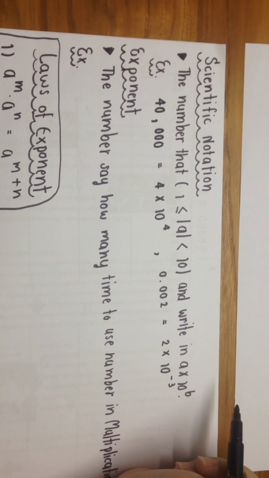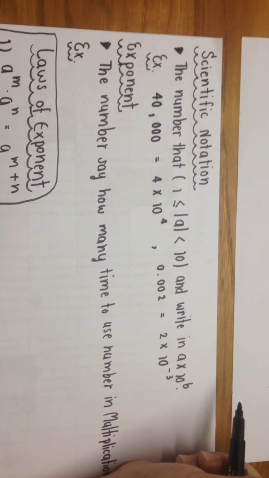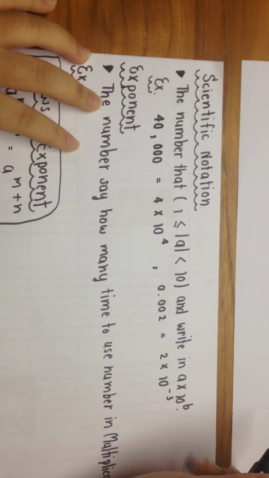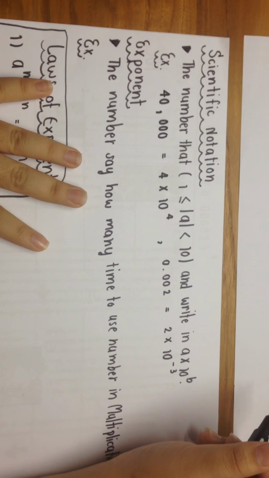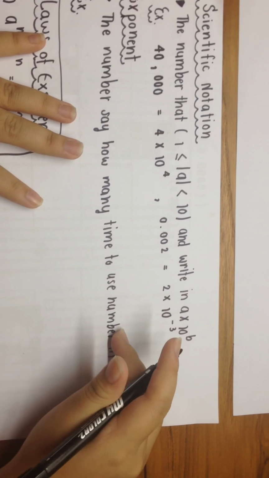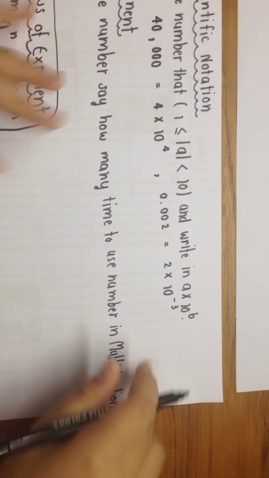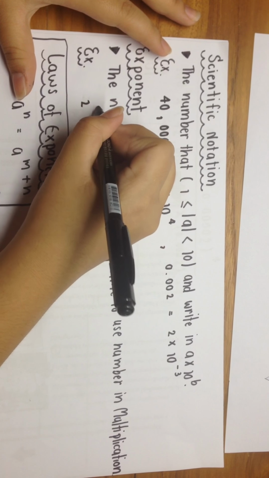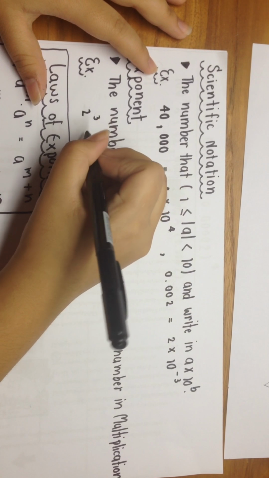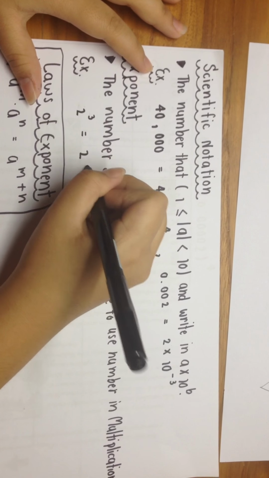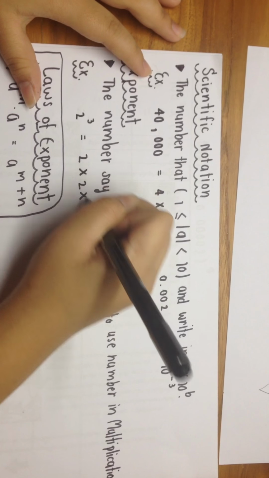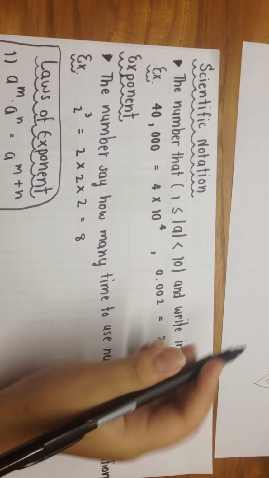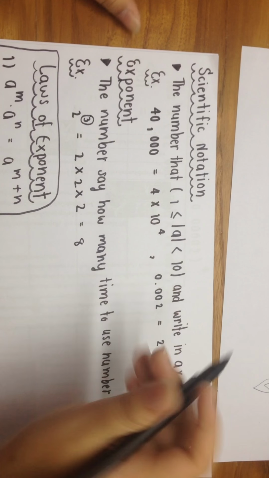And when we learn about scientific notation, we must learn about the exponent. An exponent is a number that says how many times to use a number in multiplication. For example, 2 to the power of 3 is equal to 2 times 2 times 2, and is equal to 8, right? So this one is the exponent.